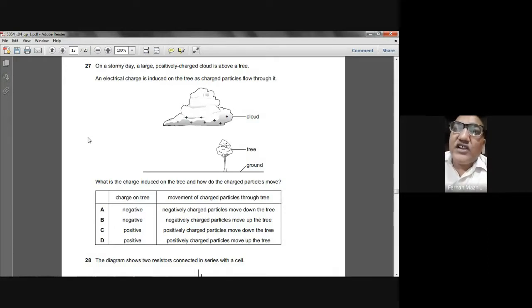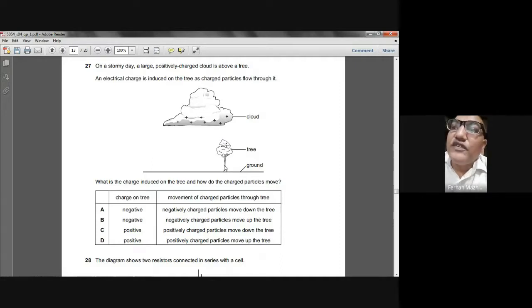What is the charge induced on the tree, and how do the charged particles move? You see the top of this tree, obviously that will become negative due to the electrons from the earth and from the tree. They will come on the top of the tree because here it is positive, so the electrons are attracted to this.